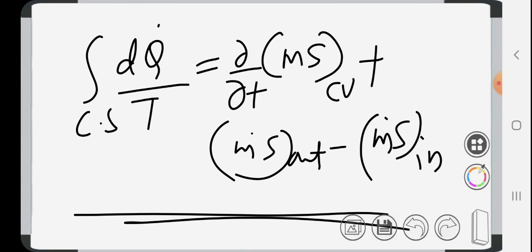So just keep this equation in your mind. This won't be used that often. So this is the second law of thermodynamics and the entropy equation. So for the time being, I will stop this session. Thank you.